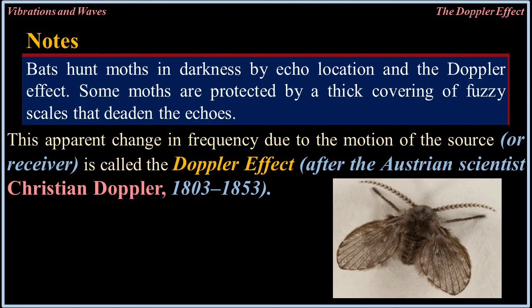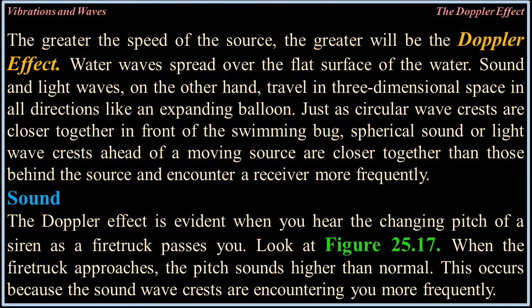Notes: bats hunt moths in darkness by echolocation and the Doppler effect. Some moths are protected by a thick covering of fuzzy scales that deaden the echoes. This apparent change in frequency due to the motion of the source or receiver is called the Doppler effect, after the Austrian scientist Christian Doppler, 1803 to 1853. The greater the speed of the source, the greater will be the Doppler effect.